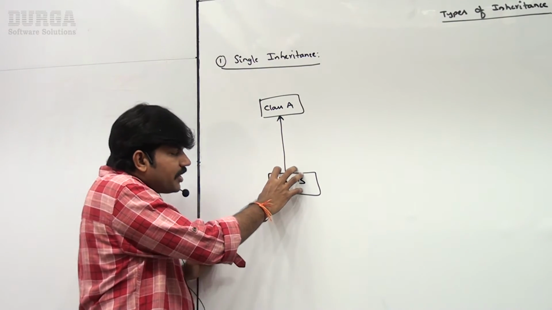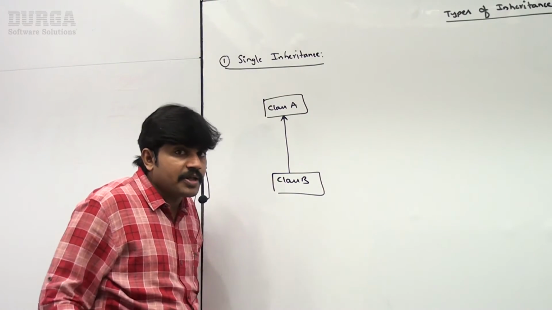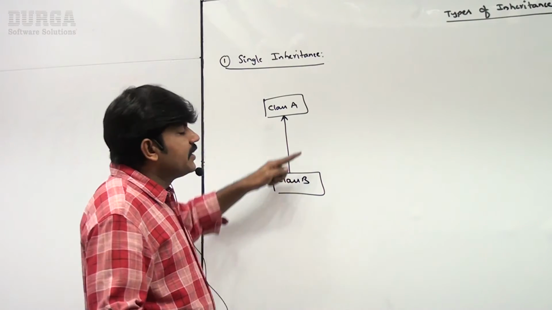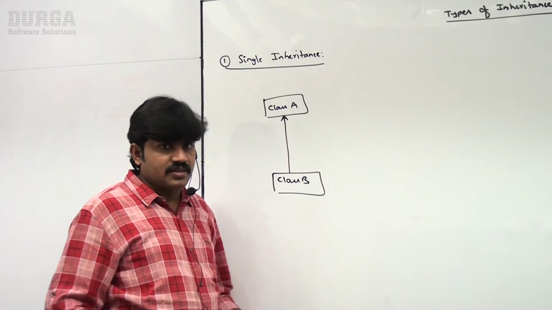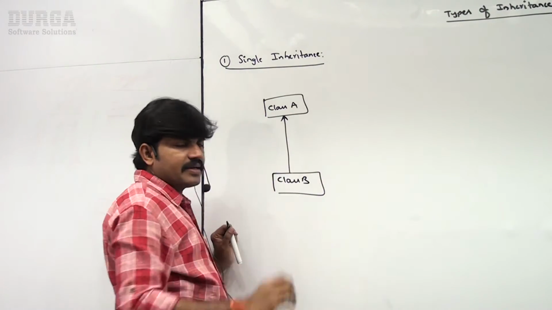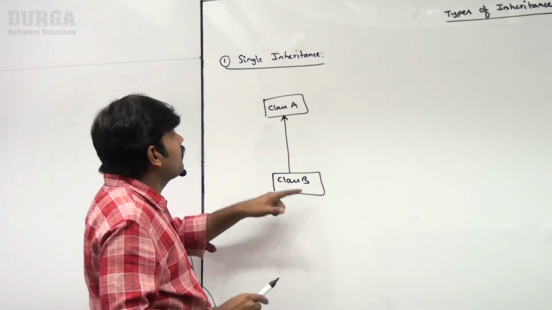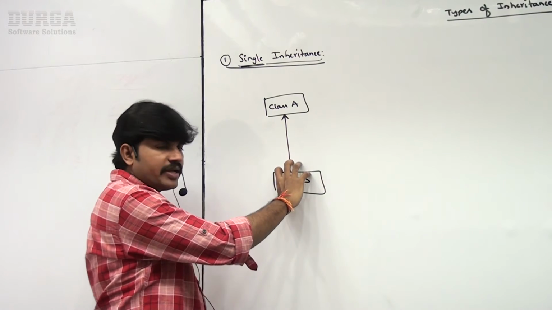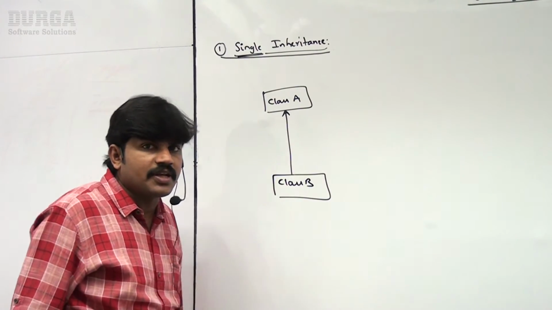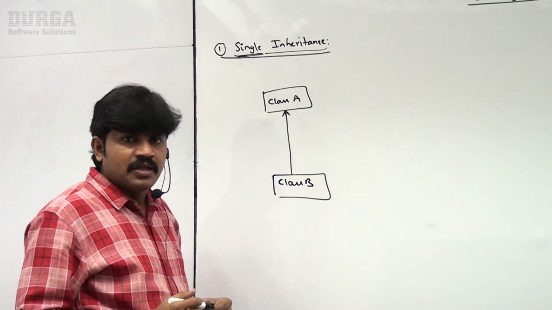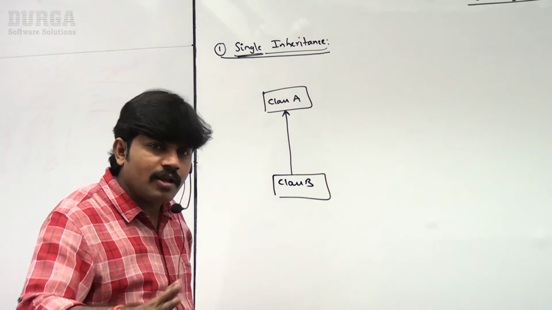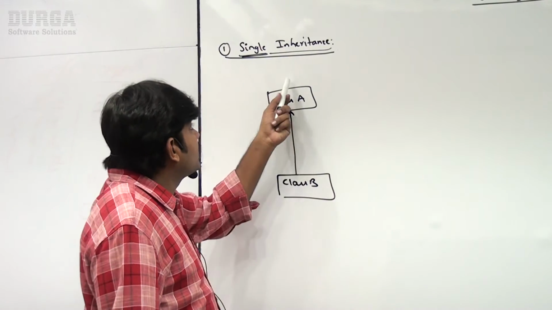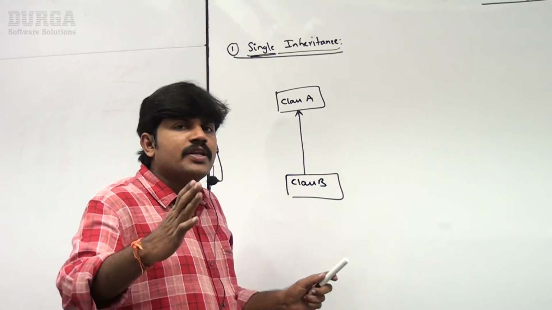So, one child class, one parent class. How many parent classes are there? Only one parent, one child class. If a single child class extends a single parent class, this type of inheritance is called single inheritance. Single child, single parent. Happily, almost all object-oriented programming languages provide support for this. Don't worry about that. Even your Java also.